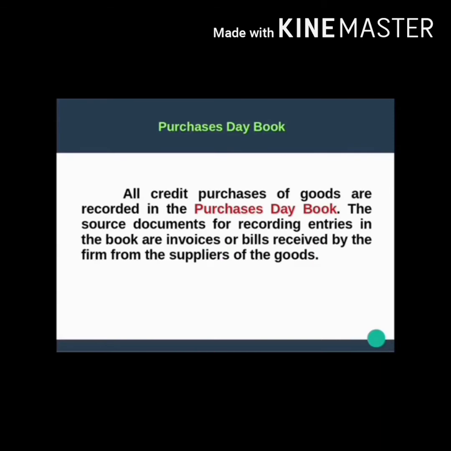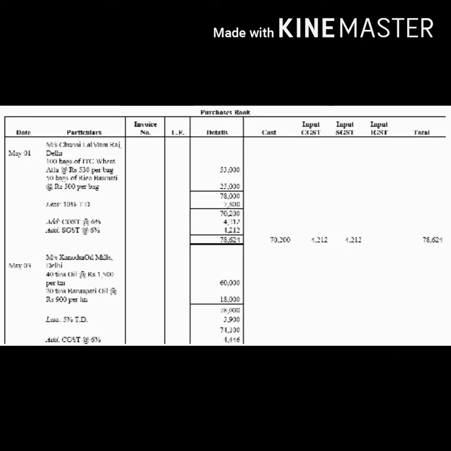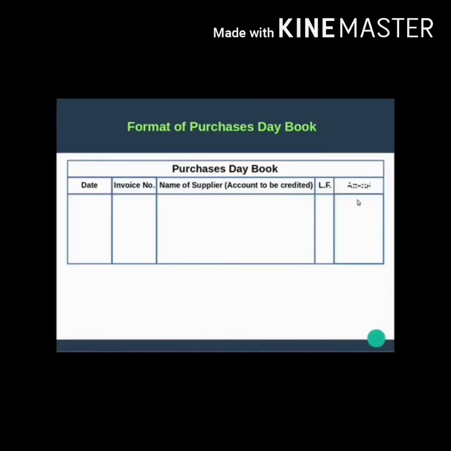This is the format of purchase day book. Actually this is the new format where three more columns are added. One is input CGST, second is input SGST and last is input IGST. These columns are added in the new edition, so you have to prepare according to the new edition. For convenience I am just using this format where only the important columns are added, like name of the supplier. You have to give a brief explanation of the supplier.